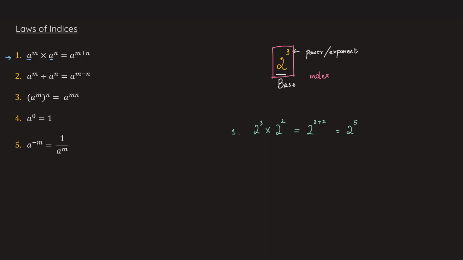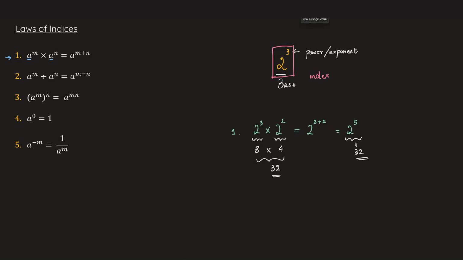Now can we verify this? Of course, yes. 2 to the power 3, we know that's 8. 2 to the power 2, and that is 4. So basically what we're doing is 8 times 4, which should be 32. And do we have 32 on our right hand side? Yes, we do. 2 to the power 5 is 32. So we can verify it with an example. But how does it work? What is the reason that the powers add when the bases multiply?